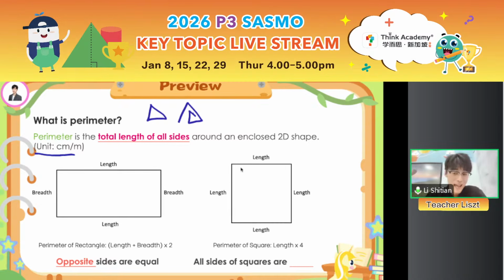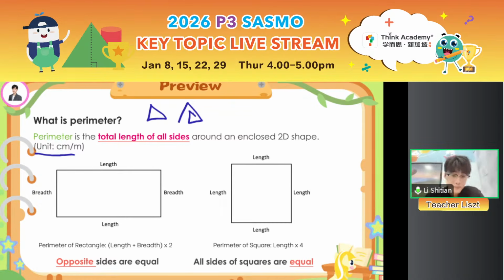This side is called the length, this side is called the length, this side is called the length, and this side is also called the length. Can you find the parameter of it? Of course, right? Very, very easy. We only need to use length plus length plus length plus length. Then we can simplify the equation into length times 4, because I have 4 sides here, right? So to find the parameter of the square, I only need to use the length times 4. Then we get the answer, right? For the square, all sides are equal, are the same, right?